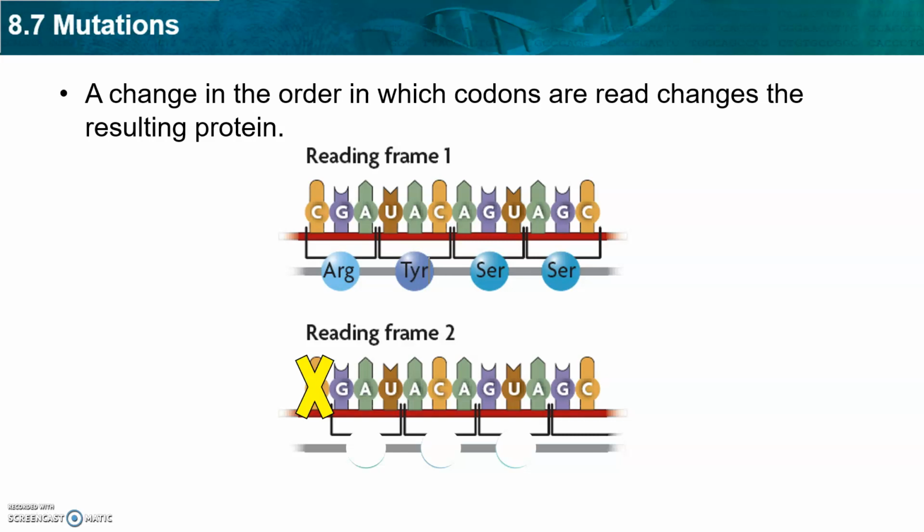So go ahead and pause the video here. See if you can determine, based on your genetic code chart, what the new sequence of 3 amino acids would be based on this reading frame number 2, and then you can play the video once you have your answer and check your answer.